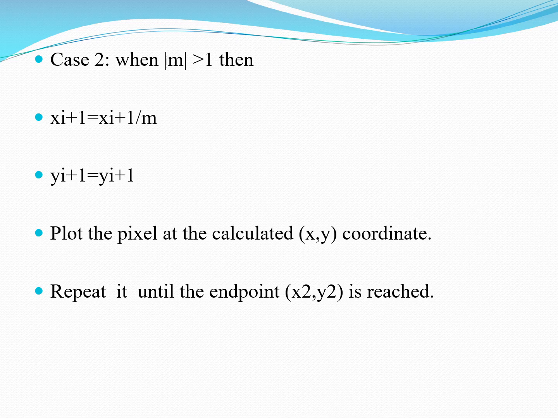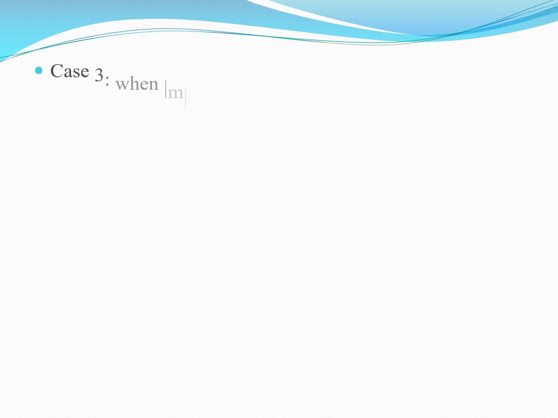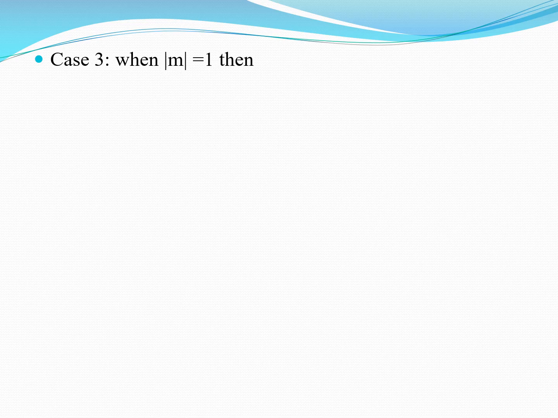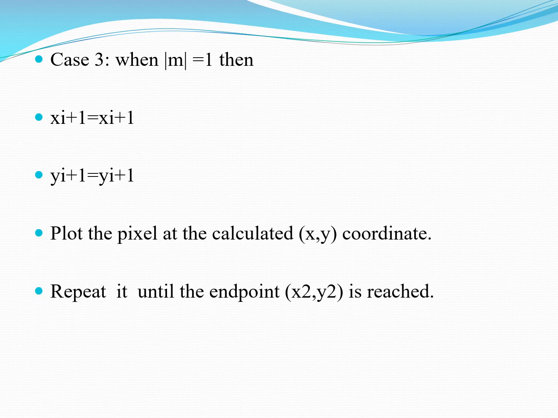Okay. So come to the third case, when m, or the slope, is equal to 1. Then how do we increment the x and y values? We simply add 1 to both the x coordinate and the y coordinate. The same condition applies here: you repeat it until the end point is reached. Then the algorithm stops. This is how the DDA algorithm works to draw a line.